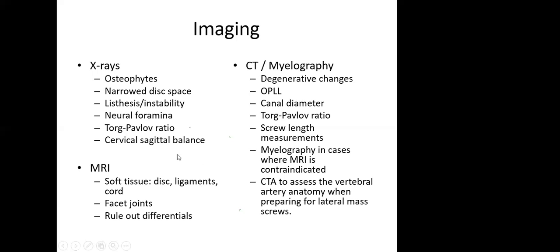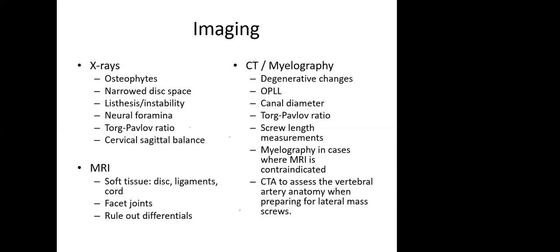Another important use of plain X-ray is to assess what we call the Pavlov ratio, which looks at the anterior-posterior diameter of the spinal canal divided by the anterior-posterior diameter of the vertebral body. This is expected to be greater than or equal to 0.8. When it is less than 0.8, it will likely suggest canal stenosis. It can also be used to make several measurements that will give us information on cervical sagittal balance, as you'll see later on in the presentation.